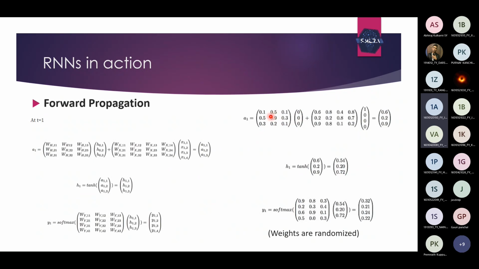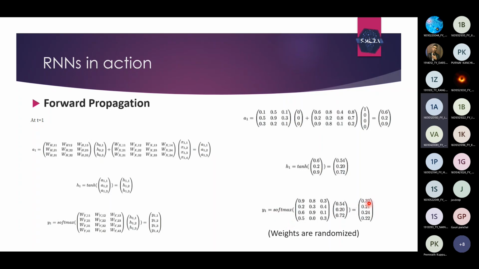Then we are going to find the proper weight matrix by using backpropagation, but first we are doing it randomized. And then d, for d it is 100. Then it's getting multiplied. You can see the calculations over here, and the final output you can see 0.32, 0.21, 0.24, 0.22. This is the output of softmax.